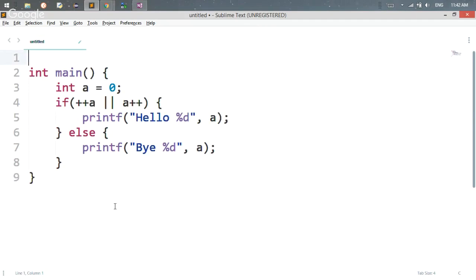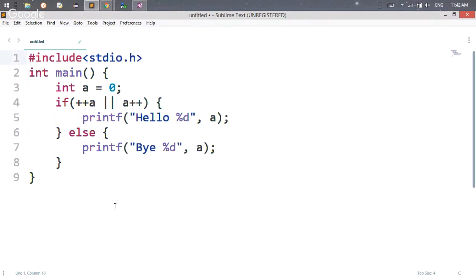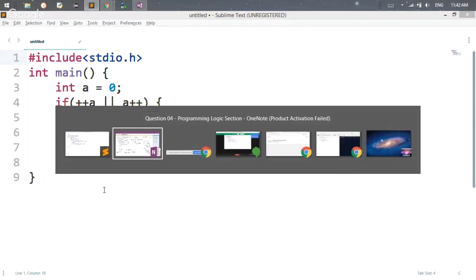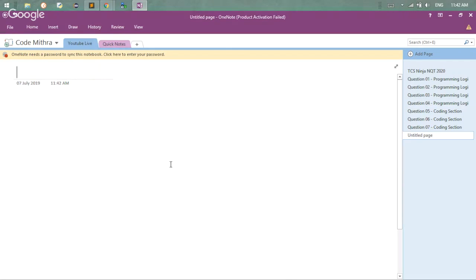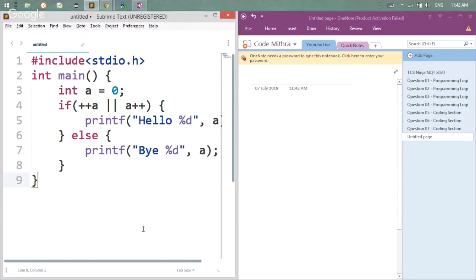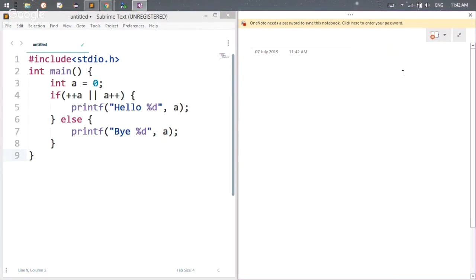So please understand that and then answer. I'm going to quickly execute this and then explain it to you. See guys, very simple again. So please understand this one. What they are asking about is: a is equal to 0, if plus plus a or a plus plus. That's what they have asked.